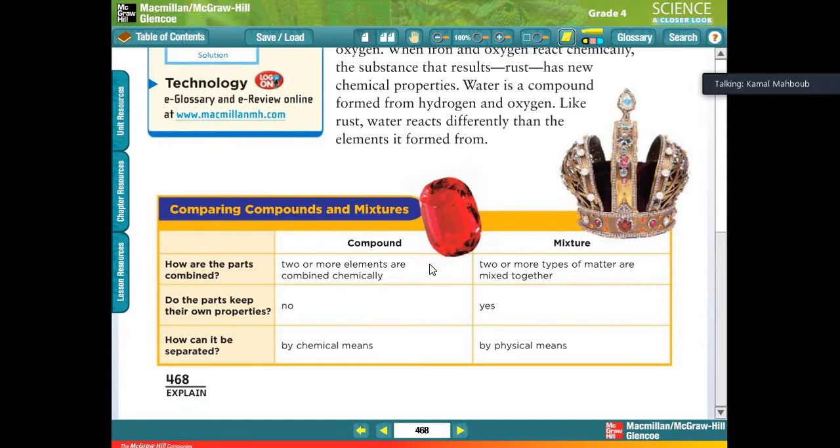Now in a compound we have two or more elements combined chemically, and focus on this phrase here, combined chemically. We have a chemical reaction in the compound. If you look at rust, carbon dioxide, water, quartz, all of those are compounds. Why? Because we have a new substance; they are mixed together chemically. We have a chemical reaction to make a compound. But in a mixture, no chemical reaction.